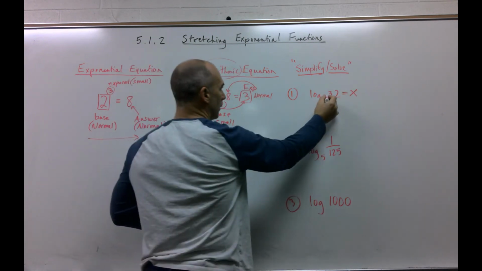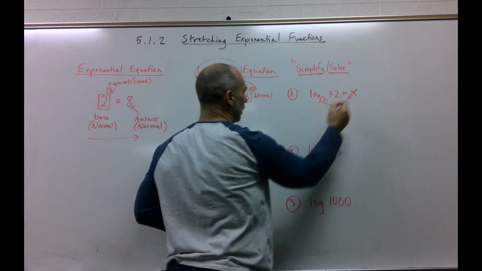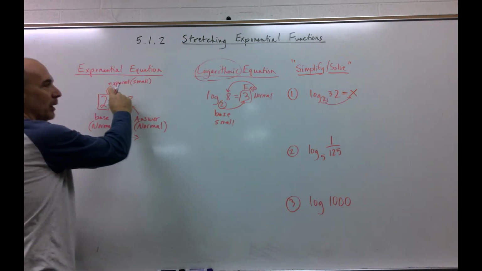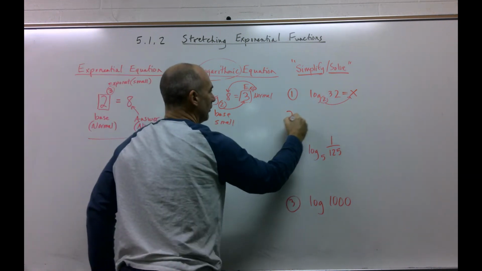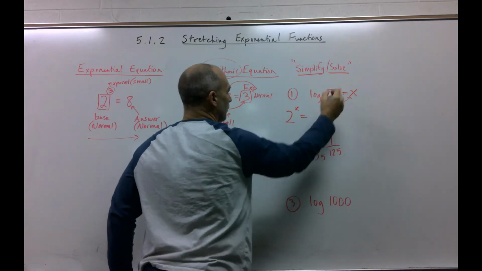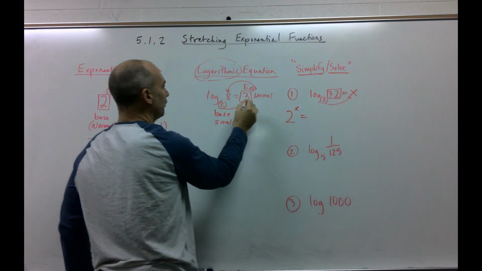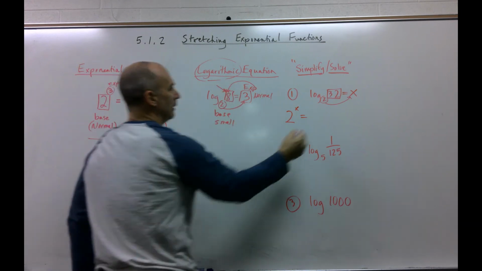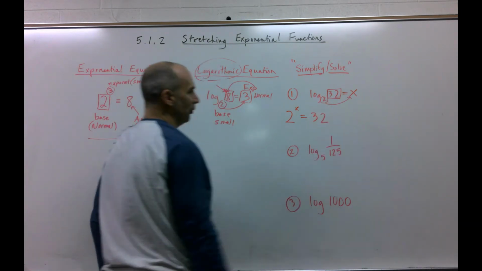Where do you start? With the base. Where do you go? Here. What does that mean? We're going to convert this to an exponential equation. So base, normal, exponent, small. There's my spot where my answer is. I never said that. That right there is my answer. And then that's 32.